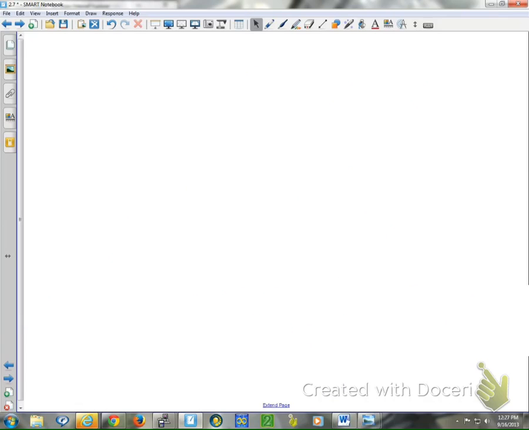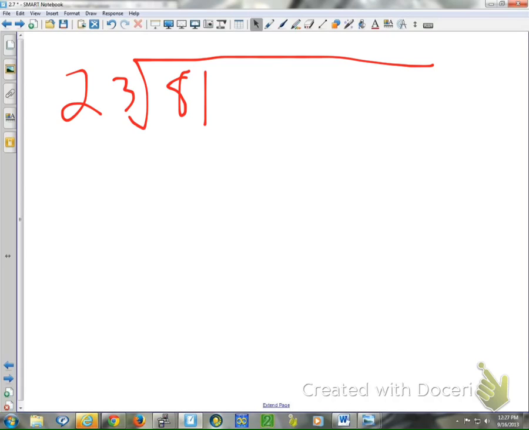Here we go. Last example. How about this? The cube root of 2 times, how about, let's go with 81, A to the 7th, B to the 12th, C to the 10th.